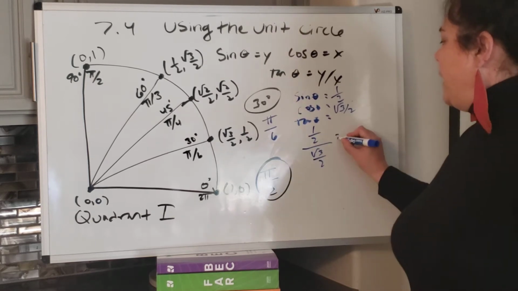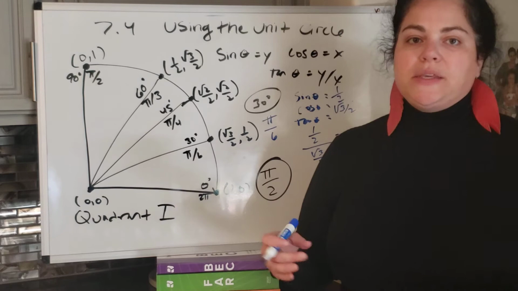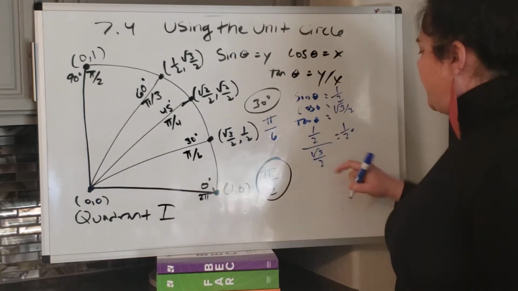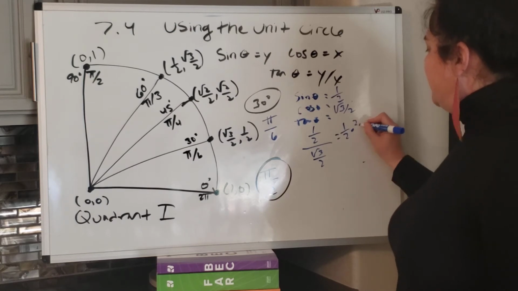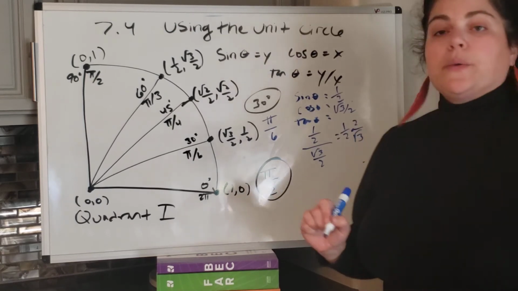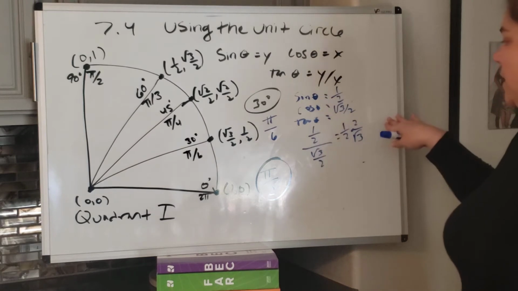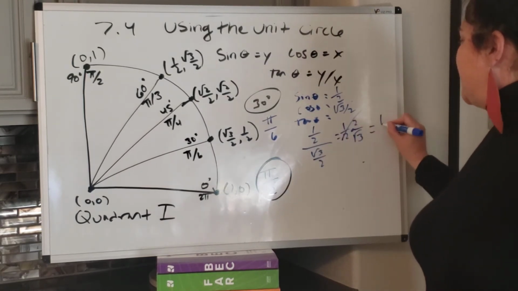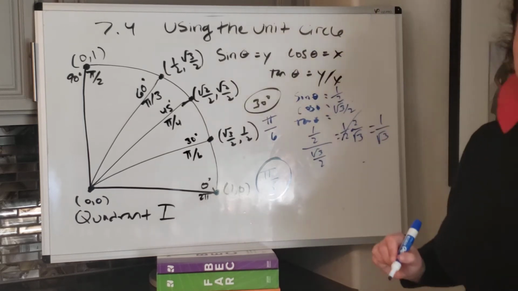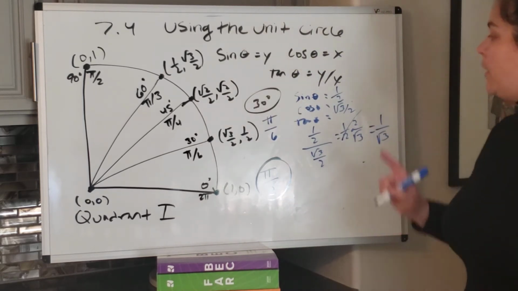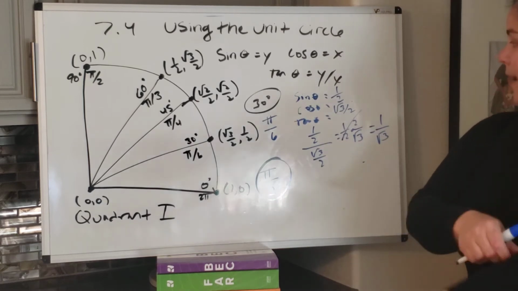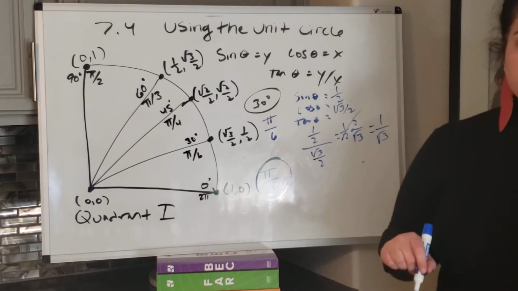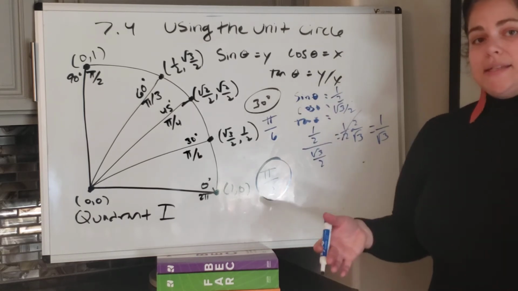√3/2. Remember guys, when we're dividing fractions, we do keep, change, flip. We keep the first fraction, change from division to multiplication, flip the second fraction. So that would give us 2 over the square root of 3. And multiplying straight across, I would have 2 over 2√3. Those 2's cancel. This is going to give me 1 over the square root of 3. So sine of 30 is 1/2. Cosine of 30 is √3/2. And tangent of 30 is 1 over the square root of 3. And then that's it, you're done.